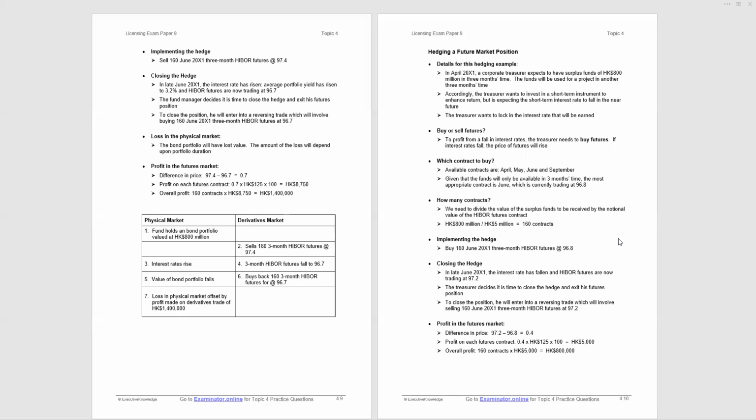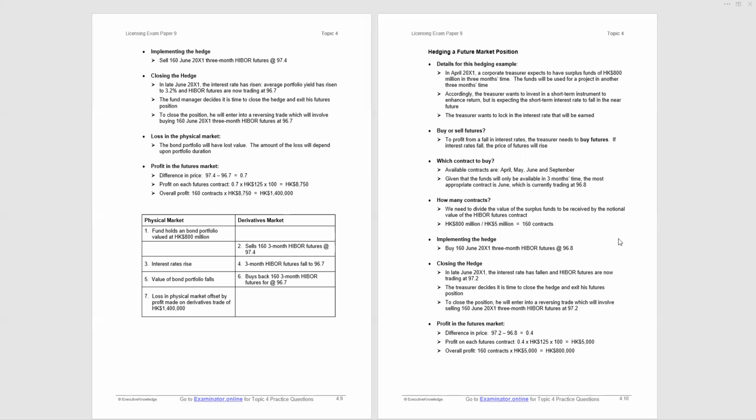Accordingly, the treasurer wants to invest in a short-term instrument to enhance return, but is expecting short-term interest rates to fall. Now, if short-term interest rates are expected to fall, the futures price is going to increase. That's your expectation. And if a price is going to increase, you want to buy now and sell later. The treasurer wants to lock into the interest rate that will be earned. So, do you buy or sell futures? As I've just said, in this case, you would buy futures to set up the hedge.